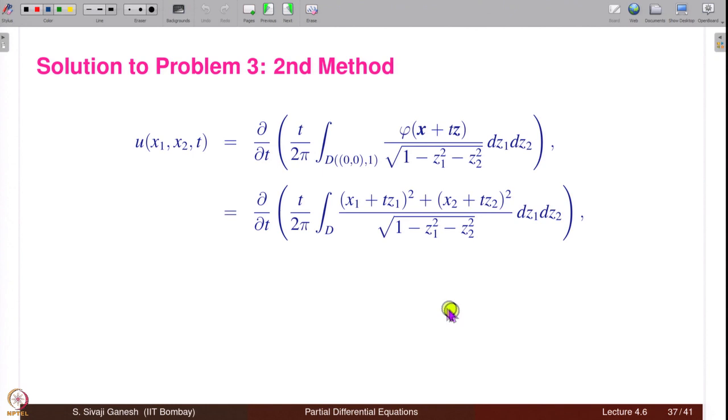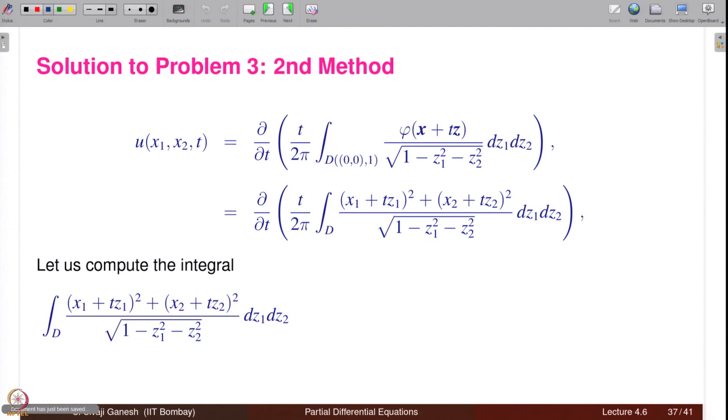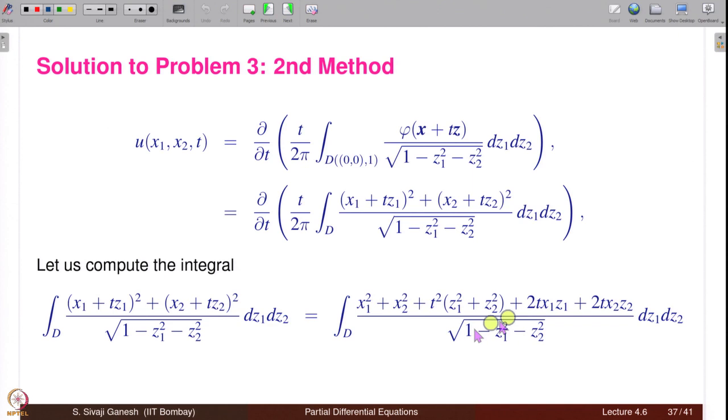So, let us compute the integral which is here. I have written D for the disk of radius 1 with center origin, just for notational convenience. Otherwise, this integral, you see how much space is coming. So, it will fill up the spaces. To avoid that, I have used D. So, D stands for the disk of radius 1 center at the origin. So, on expansion the numerator will get this.